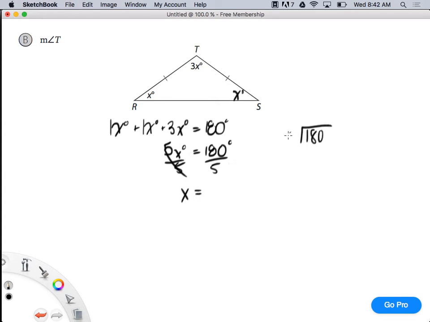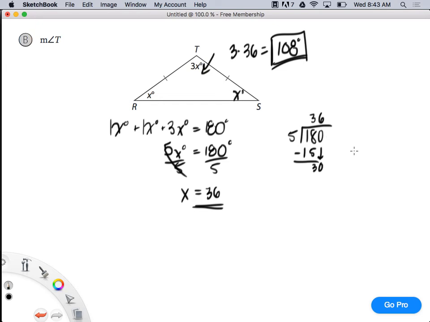Guys, don't be afraid of scratching out the long division real quick. I've seen over and over people just trying to think of it in their head, and it takes 30 seconds when if you just do the long division real quick, you're just done. 5 goes into 1, no. 5 goes into 18 3 times. 5 times 3 is 15. Minus 15 is 3. Bring down the 0. 5 goes into 30 6 times. So x equals 36. Good. Am I done? No. I have to plug it back in here. 3 times 36 is 108. So the measure of angle T is 108 degrees.